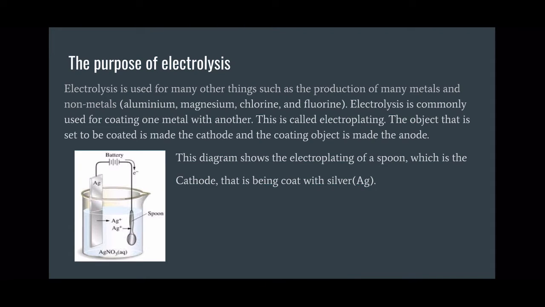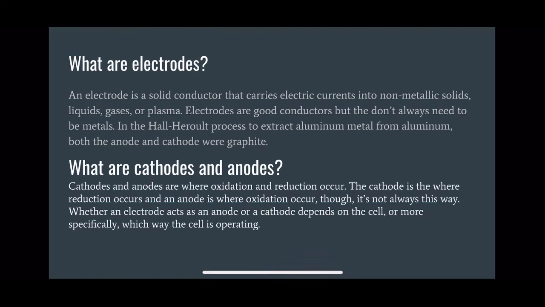Electrolysis is used for many other things, such as production of many metals and nonmetals, such as aluminum, magnesium, chlorine, and fluorine. Electrolysis is commonly used for coating one metal with another. This is called electroplating. The object that is set to be coated is made the cathode, and the coating object is made the anode. This diagram shows the electroplating of a spoon, which is the cathode, that is being coated with silver.